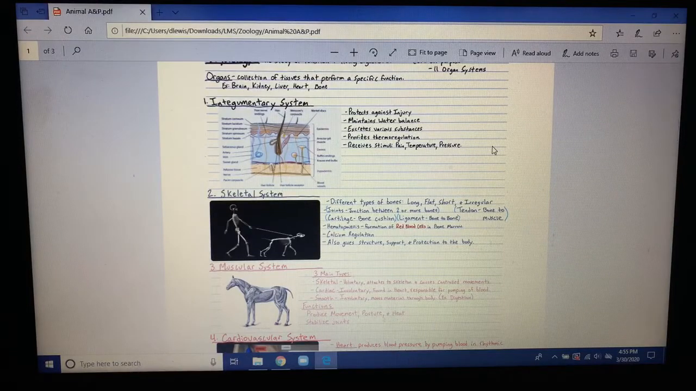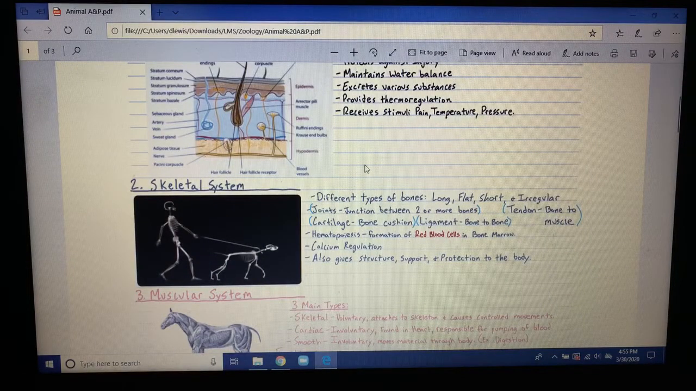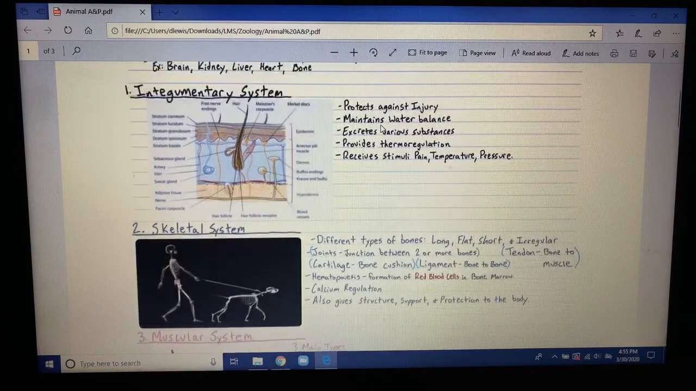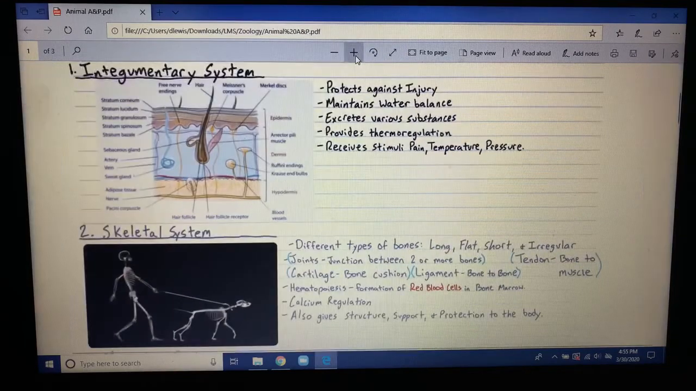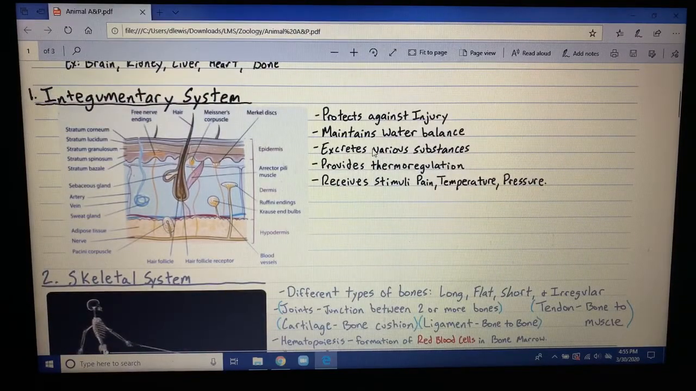So the first one that we're going to look at is the integumentary system, which is going to be the skin. And so what your skin does is going to protect against injury. It's going to maintain water balance. Here I can zoom in a little bit more as we go through these so you can see them a little bit better. All right, like I said, it protects against injury, maintains water balance. It's going to excrete various substances like sweat, which will get rid of some of the waste that are nearby that area. It's also going to provide thermoregulation.